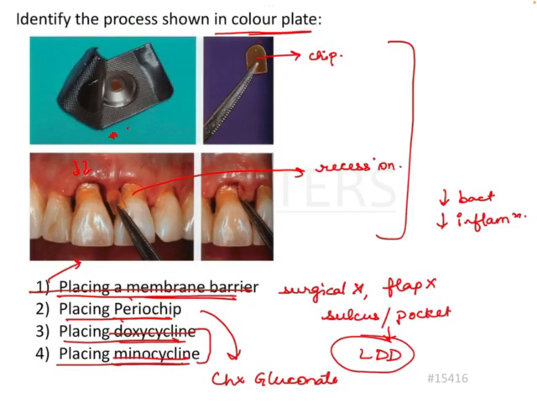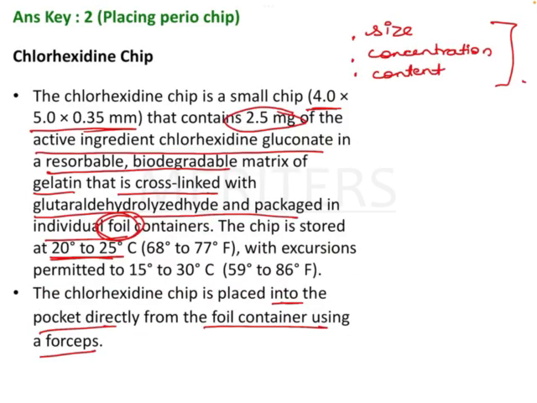A membrane would require a flap, a surgical procedure, and then it has to be secured back properly. Whereas a periochip, which is seen in this image, is 4 by 5 by 0.35 millimeters in dimension and it is placed directly into the pocket after scaling and root planing.